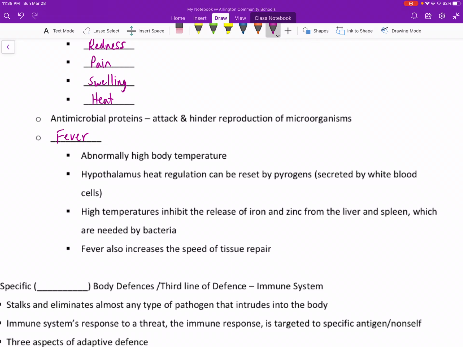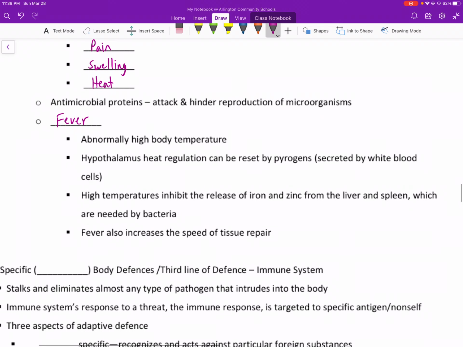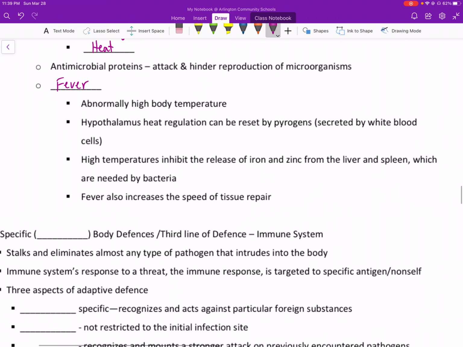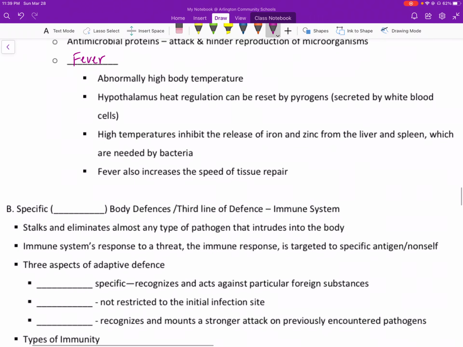So it starts to kill these pathogens or microorganisms, so they don't keep infiltrating the body and reproducing. They're also increasing the speed of tissue repair as well, which helps specifically for cuts.